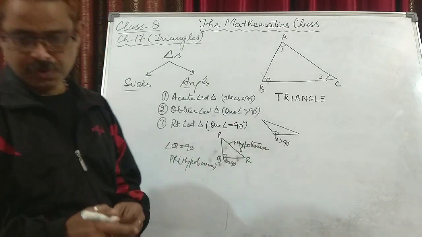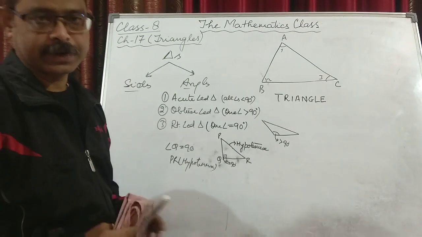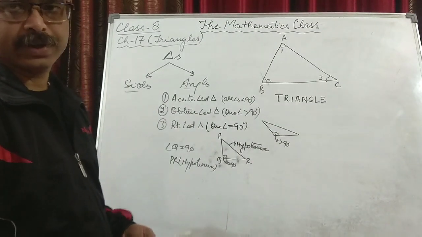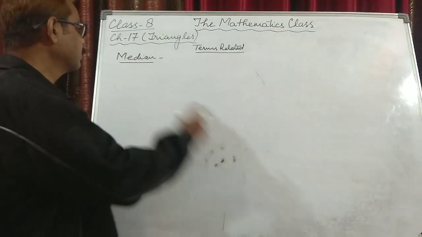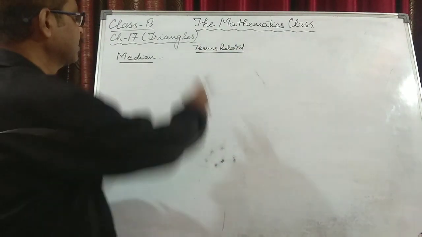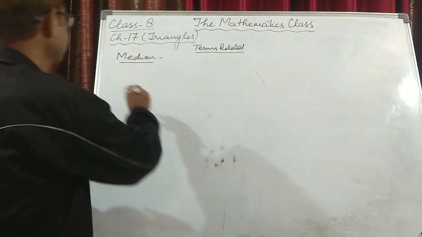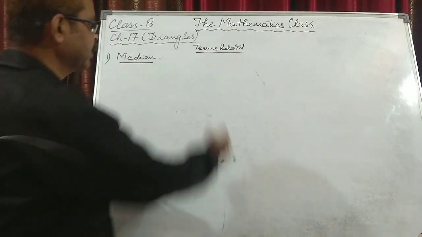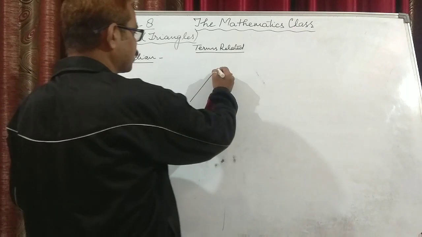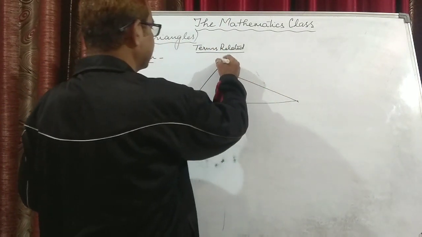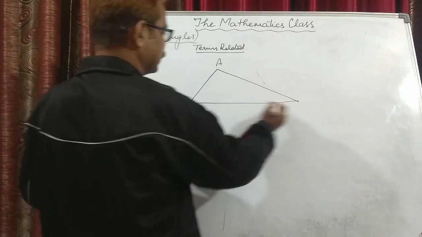Now we move on to some more things that are related to the triangles, like median, altitude, and so many things. Now we will discuss different types of terms that are related to the triangle. So, terms related to a triangle. First term is median. What is the meaning of a median? Suppose I draw a triangle. Let us say, name it as A, B, C.